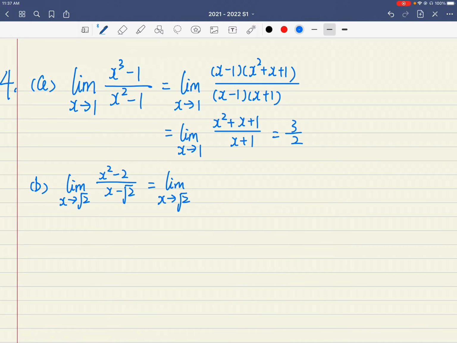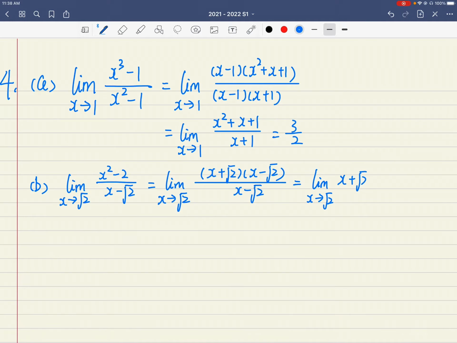And here, again, x squared minus 2 can be rewritten as x plus square root of 2 times x minus square root of 2, over the bottom, which is x minus square root of 2. Again, same logic: because x is never exactly square root of 2, top and bottom can be canceled out. So what's left is x plus square root of 2, and it is just 2 square root of 2.